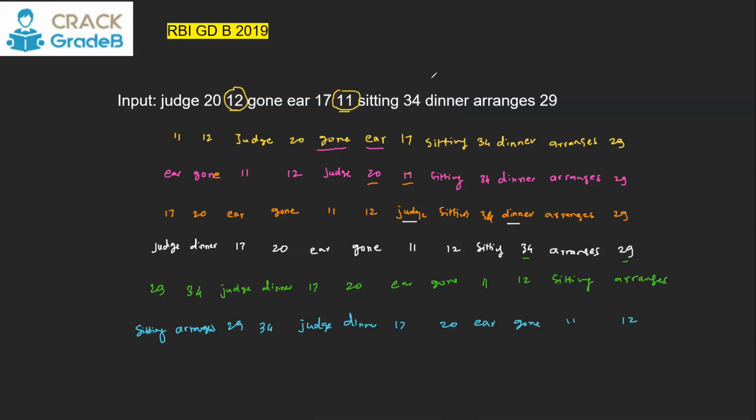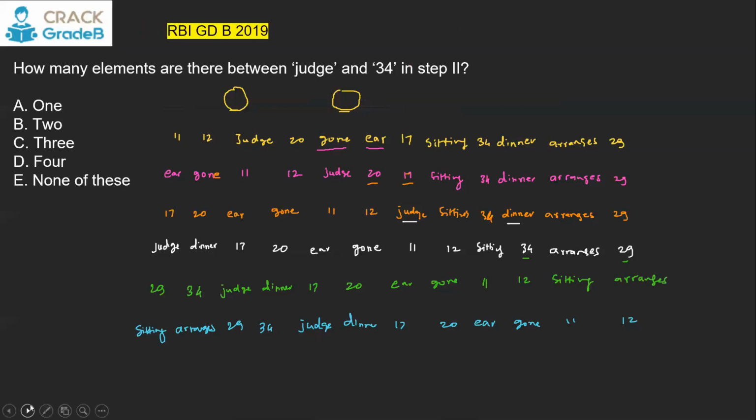Now let's answer the questions. How many elements are there between judge and 34 in step 2? Now this is step 1, step 2, step 3, step 4, step 5, step 6. In step 2, judge and 34: judge is here, 34 is here. There are 1, 2, 3 elements. So the answer will be option number C.